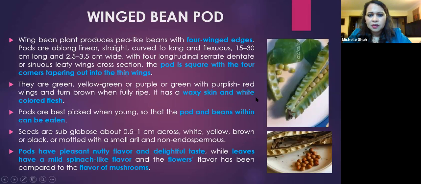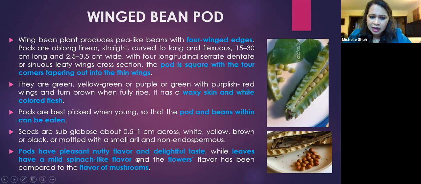The pods are picked when young so that the pod and beans within can be eaten, and the seeds are about 0.5 to 1 centimeter across, white, yellow, brown, or black in color, and with a small non-endospermous shape. Pods have pleasant nutty flavors and a delightful taste, while the leaves have a mild spinach-like flavor, and the flowers are compared to the flavor of mushrooms.